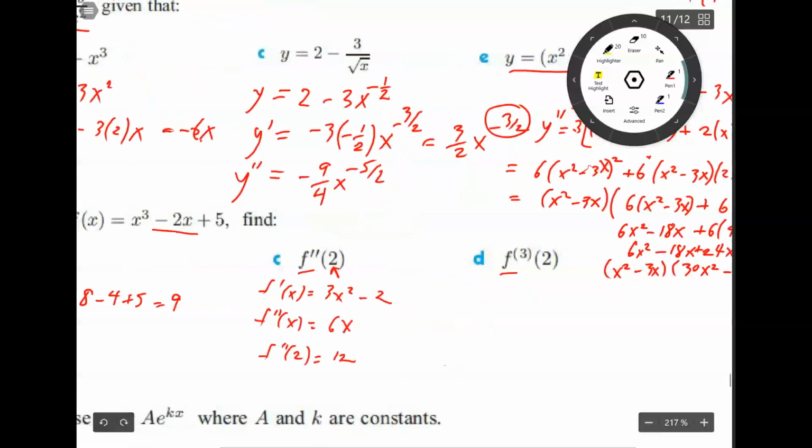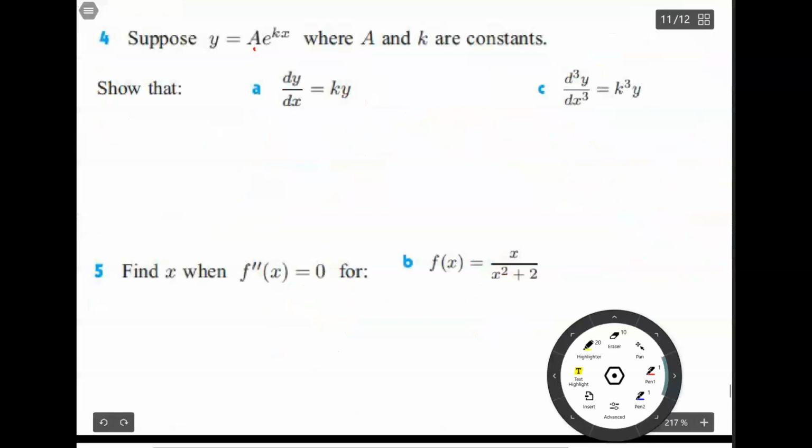The third derivative with 2 substituted in for x. So like the second derivative is 6x, right? The third derivative is 6. So even if you put 2 in or you don't put 2 in, it's just equal to 6 anyway.